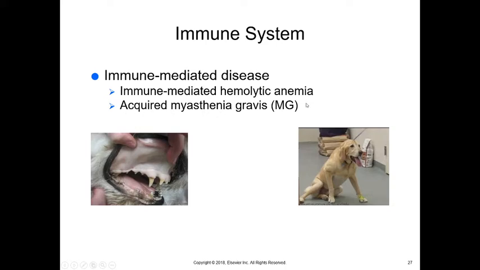Also acquired myasthenia gravis. We're not sure how they acquire it, think through viruses, but pretty commonly seen in Labs and German Shepherds. What happens is their muscles, they'll walk fine for about 2 seconds, 3 seconds, and then all of a sudden have to sit down because they get very, very weak.